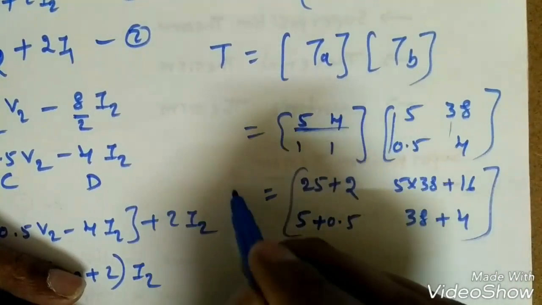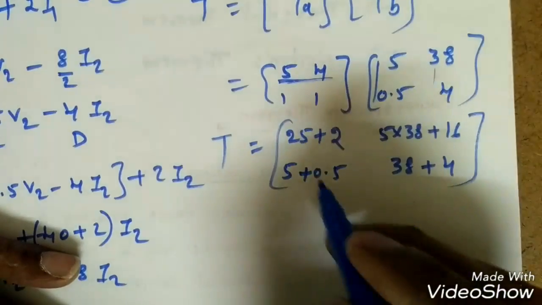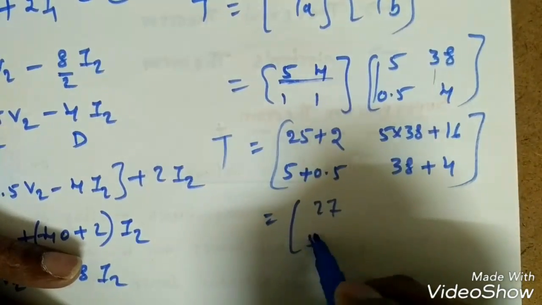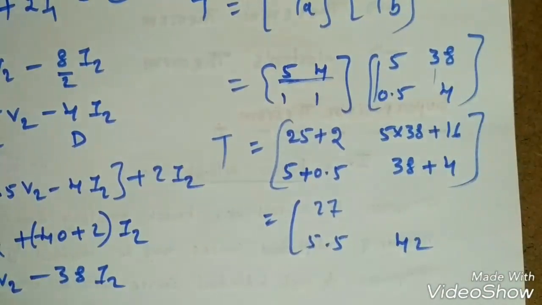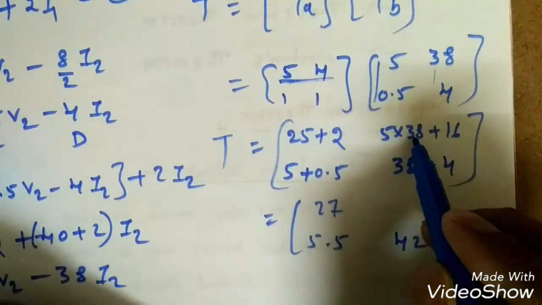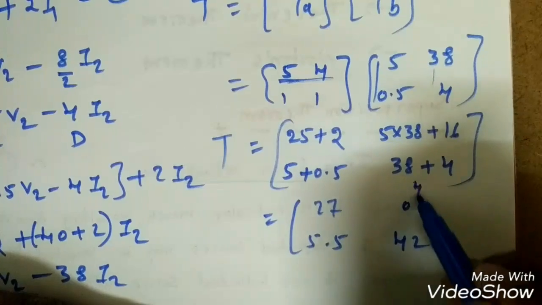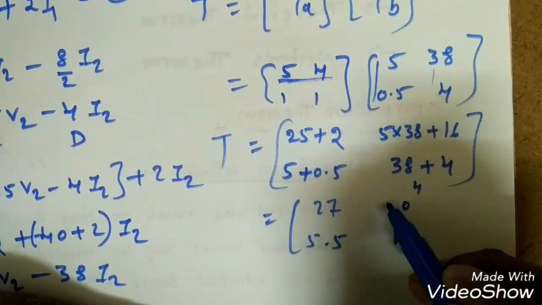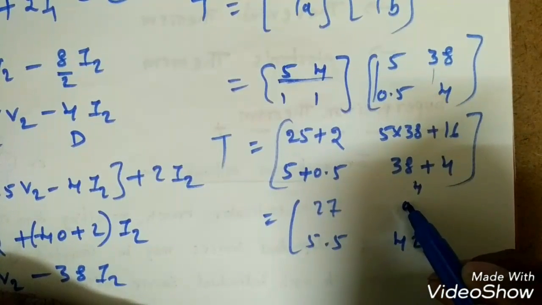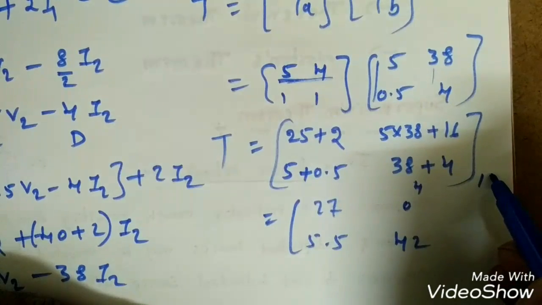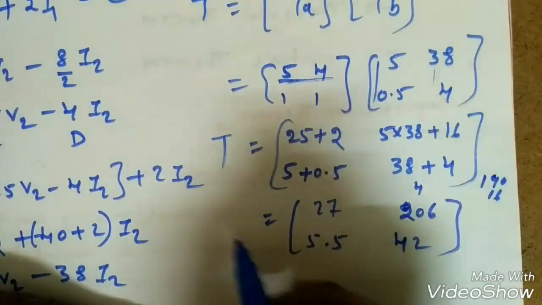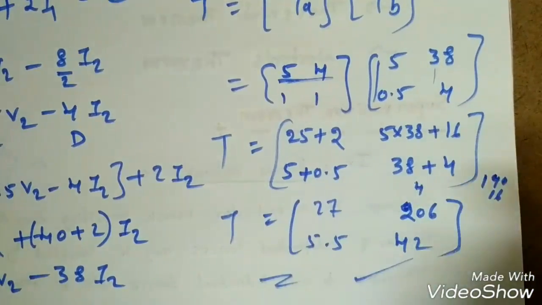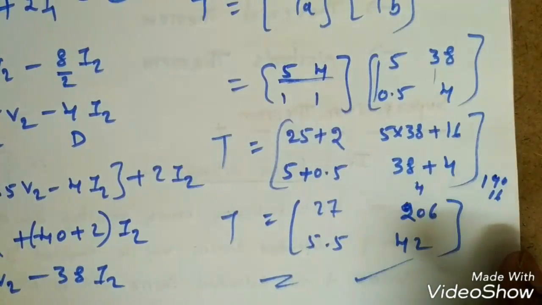So this is the total T parameter matrix. This is 27, 5.5, 42. So 5 into 38 is 190, plus 16, 206. This is the total. So this is the total T parameter matrix, right?